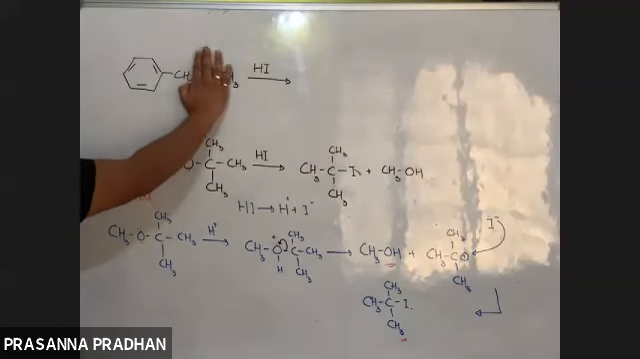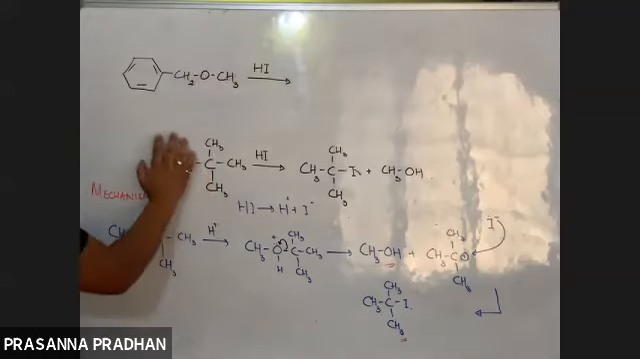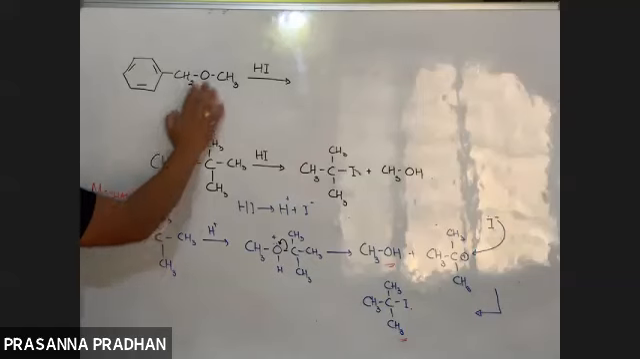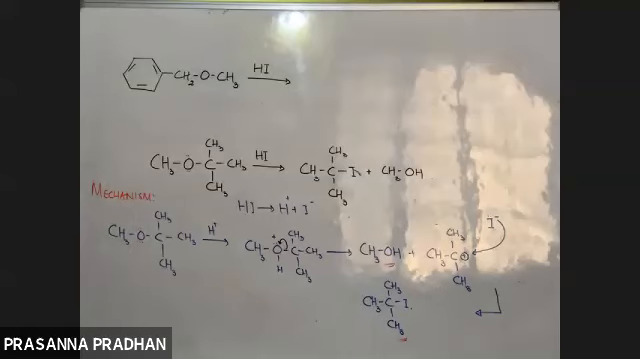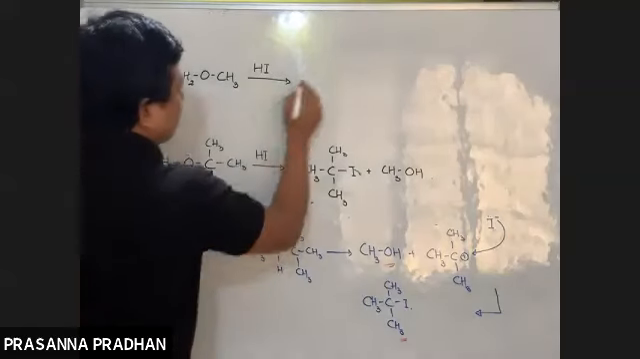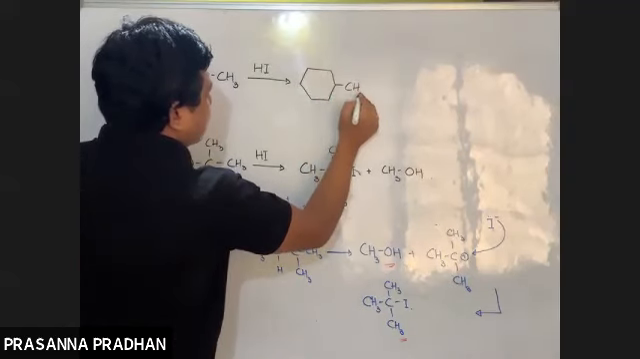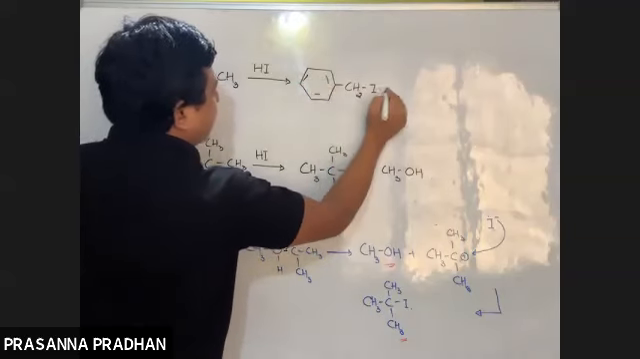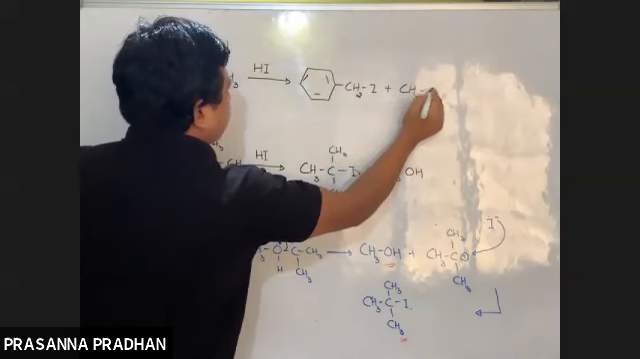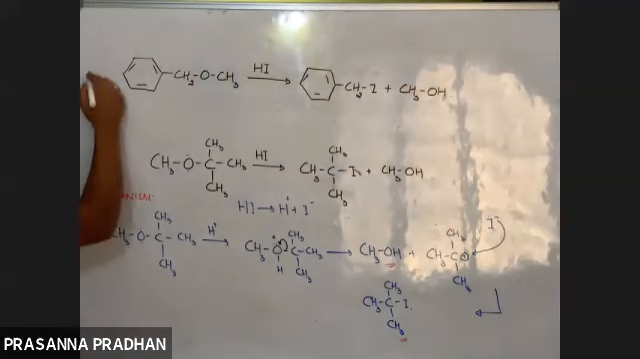So yes, we have a benzyl, which is very stabilized by resonance. Like a tertiary butyl group, the tertiary carbocation is stabilized, and here the benzyl carbocation is stabilized by resonance. So those groups which are stabilized by resonance form a bond with halide. So here, what do you get? Benzyl forms a very stable carbocation, so it forms a bond with halide. So benzyl iodide, and we get methyl alcohol like this. Mark this as important.